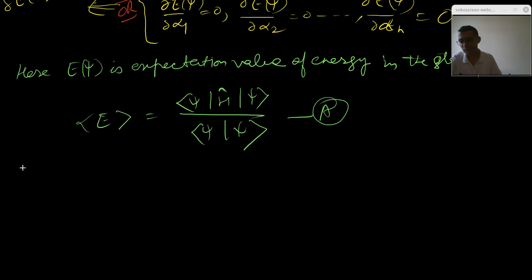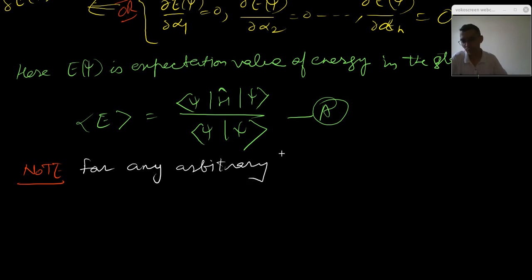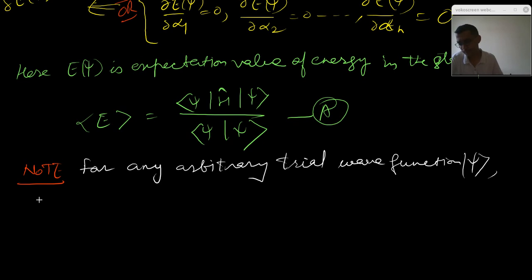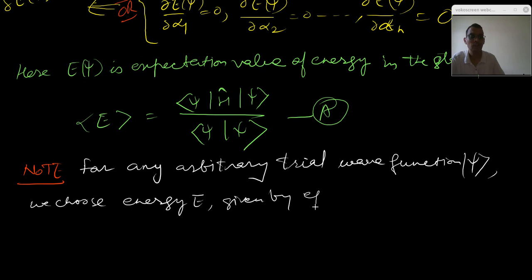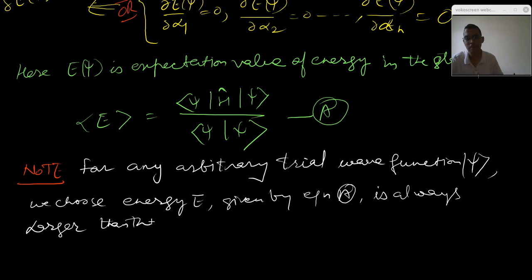Let us write down a special note here. For any arbitrary trial wave function psi, the energy E given by equation 1 is always larger than the exact energy, or ground state energy, which we call E naught.